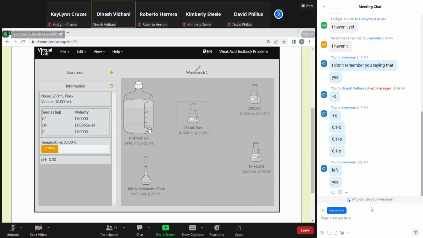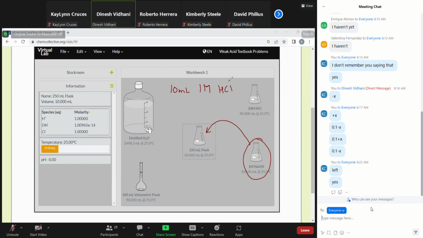Okay. Now I'm going to put my base in this solution, right? How much base should I add to completely neutralize this solution? Now keep in mind, I have 10 ml, 1 molar HCl. How much base should I add into this so that all of my HCl is completely consumed in this reaction?